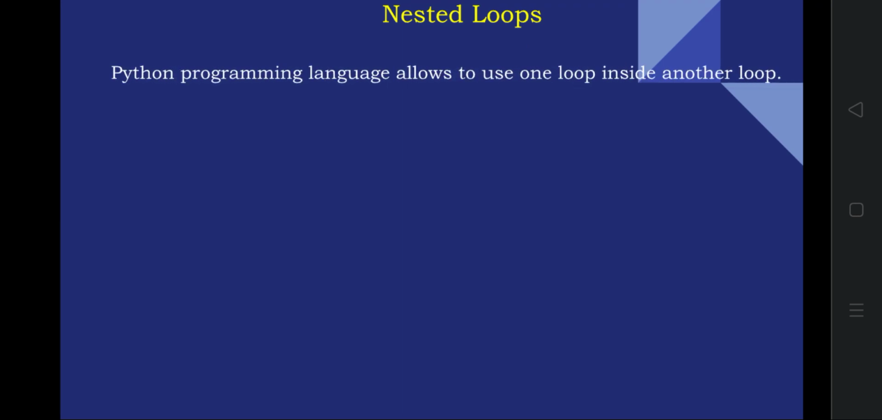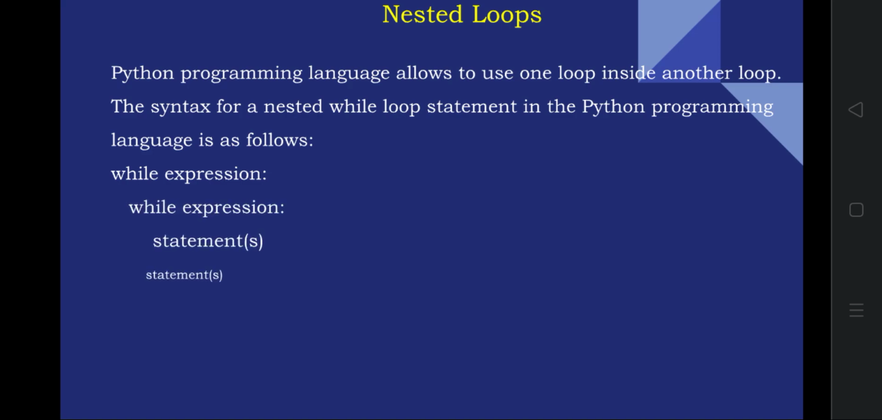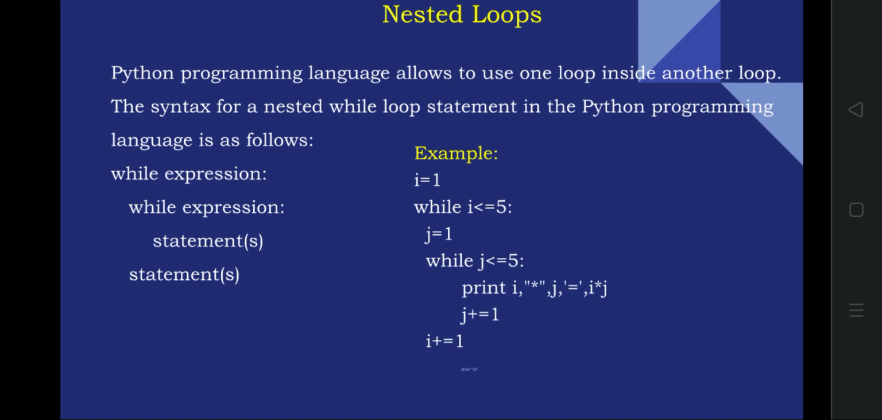Python programming language allows us to use one loop inside another loop. The syntax of the nested while loop in Python is as follows: while expression, and then again while expression. We know that Python always works under indentation. When you write something in the next indented space, that is the block under that statement. Now this while is within another while statement, and here we have some statements. These statements are just to the left, which means they come under the outer while statement.